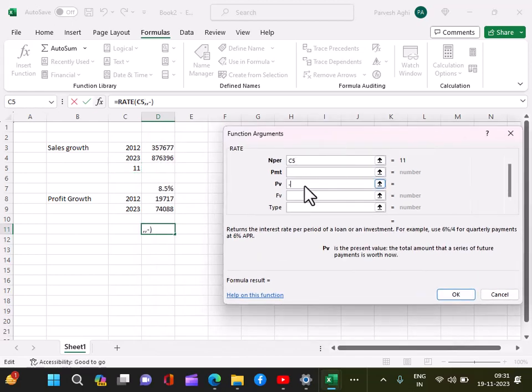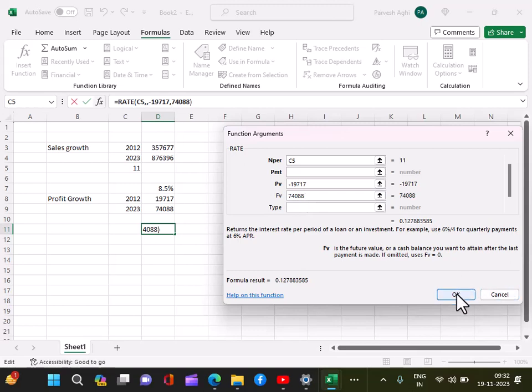Why do we put a minus sign? Because it's like assuming that you invested this amount and how much you will get back after so many years. We assume this is the amount which you are going to invest. The formula says that this amount you are going to put and how much you are going to get after so many years. So 19,000 is going from your pocket and you are getting 74. That's the way the formula has been worked out.